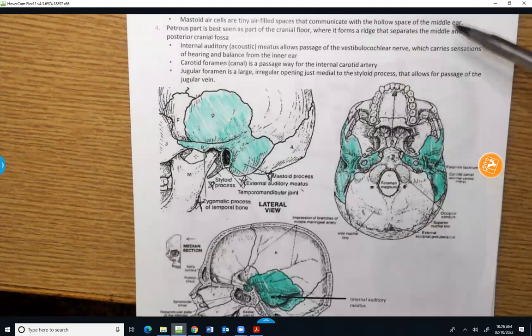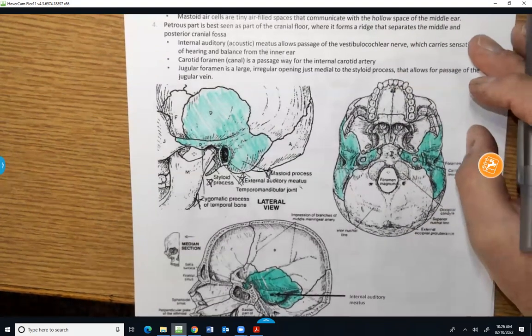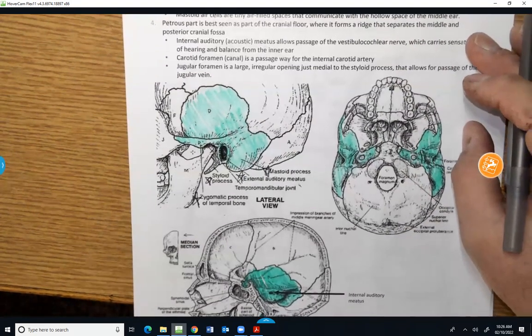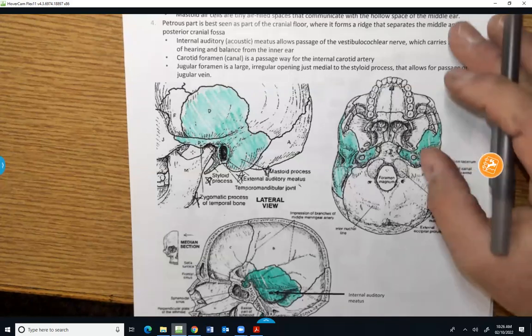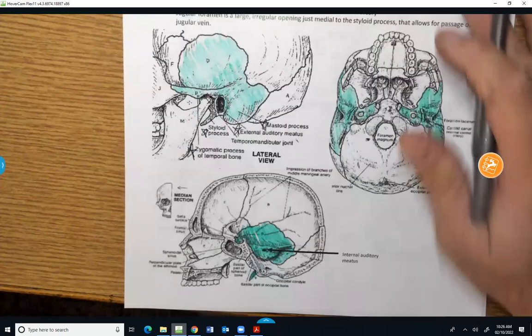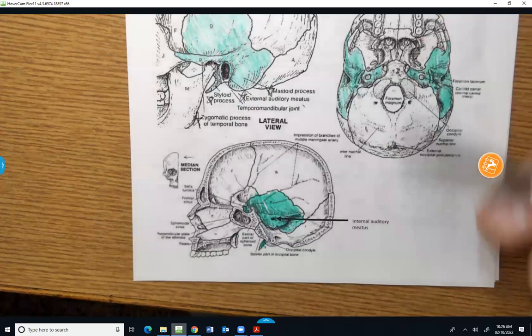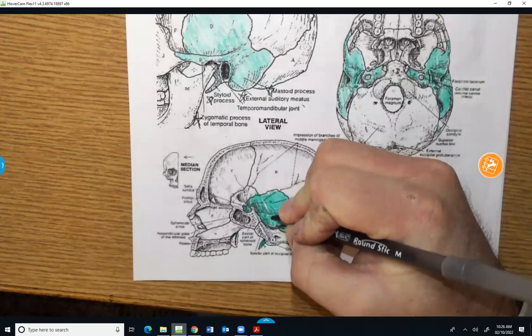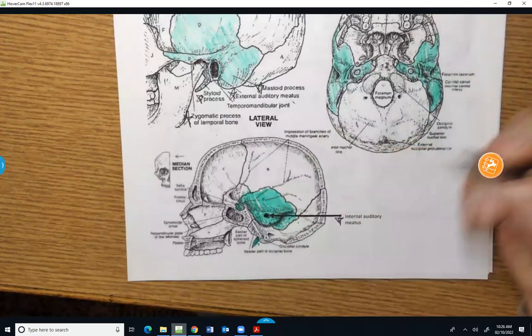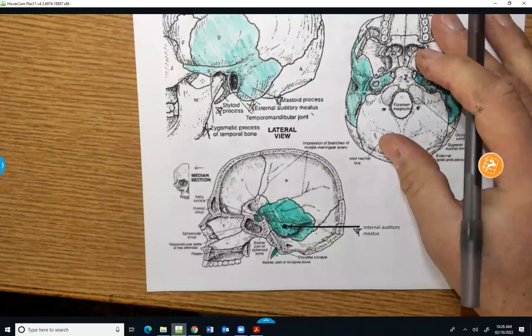All right, the last structures I'm going to talk about are part of the petrous part, and that's why these other two images are here. Best seen as part of the cranial floor, they form a ridge that separates the middle and posterior cranial fossa. The real reason I included this bottom image is so you can see what's called the internal auditory meatus, which is an internal ear hole.